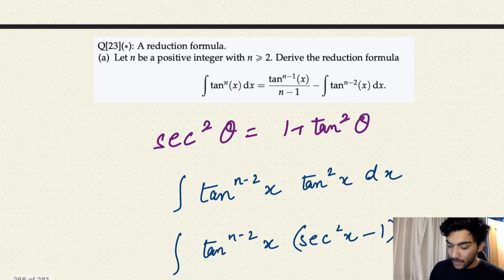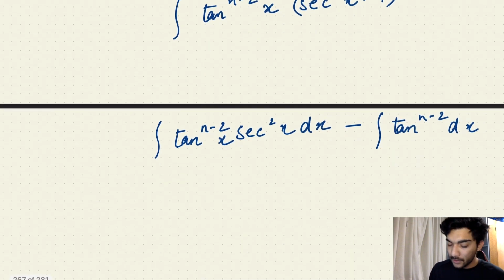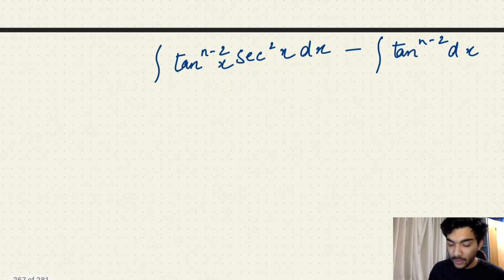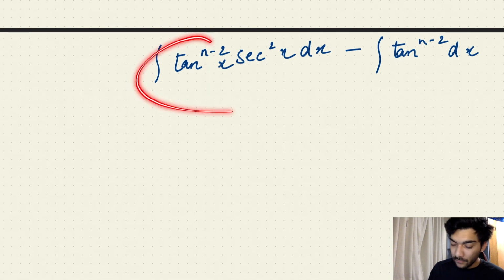If we solve this one, we will get this expression over here. So let's solve this using substitution, because now we have tan x and we also have secant square x dx over here. So in order to solve for this indefinite integral over here, let's find this indefinite integral first.